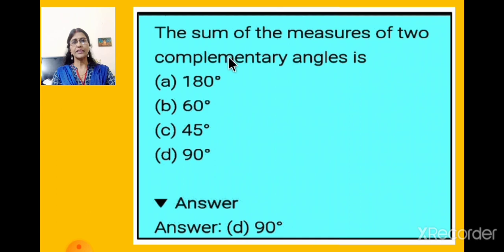Now the first question: the sum of the measures of two complementary angles is, option A is 180 degree, B is 60 degree, C is 45 degree and D is 90 degree. So here you have to see the angle. This is complementary angle, and the sum of the measure of two complementary angles we have learned, it is 90 degree. So answer is D option, that is 90 degree.